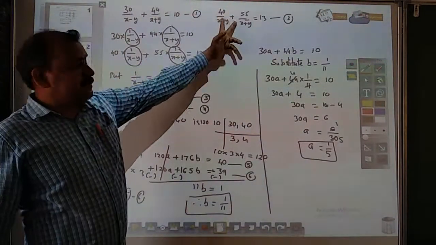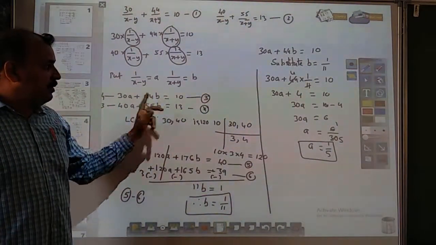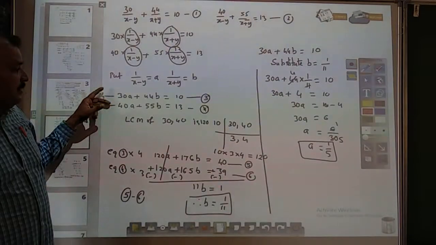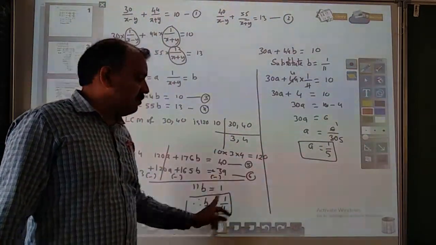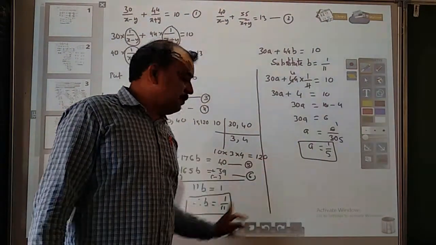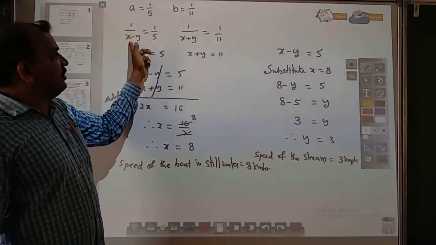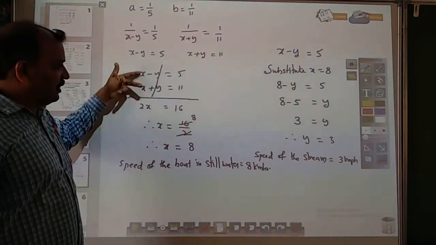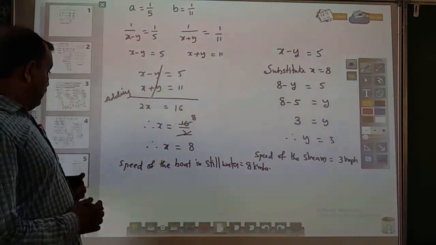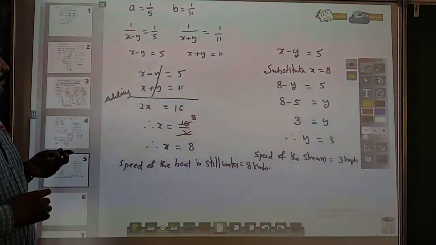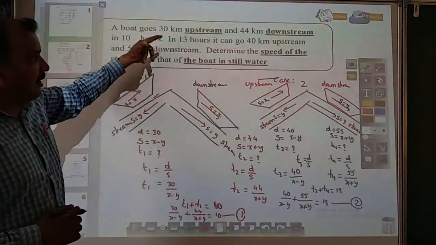Again, these two equations change into other variables a and b. Solve these two equations by elimination method. You will get a comma b values. Again, this a comma b change into the original form, that means x and y. Solve these two equations, you will get x comma y. So, the question is given in verbal form. You can write it in a simple manner. We can prepare the given equations directly.